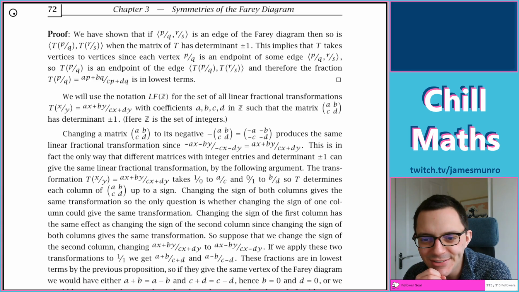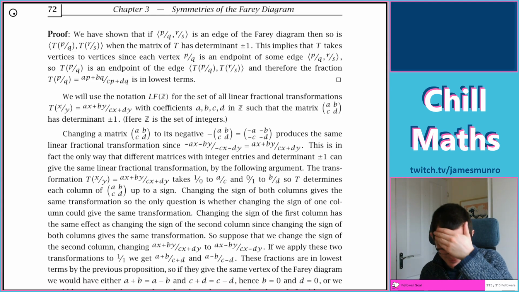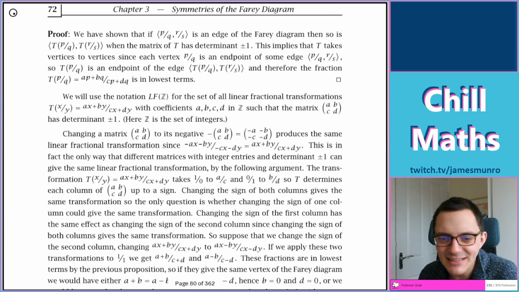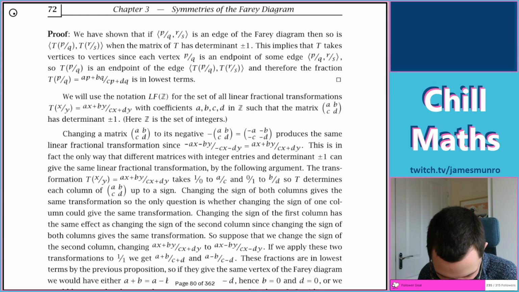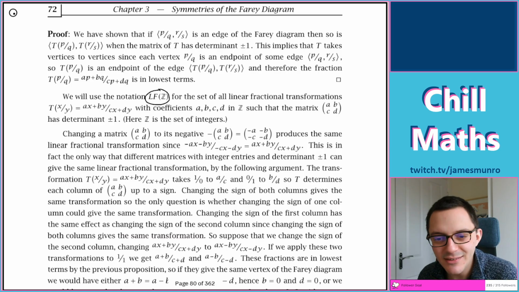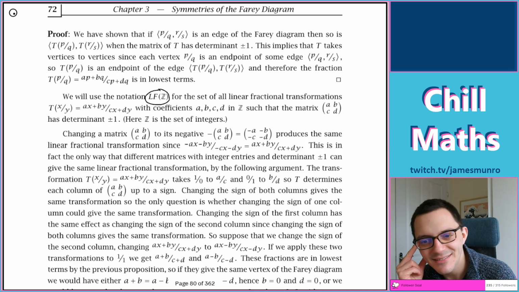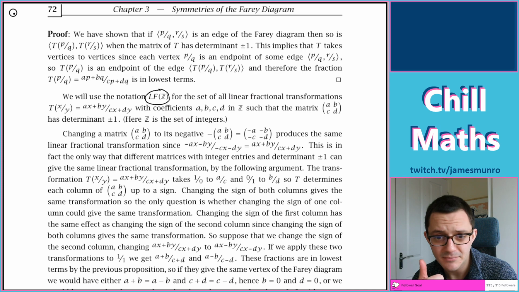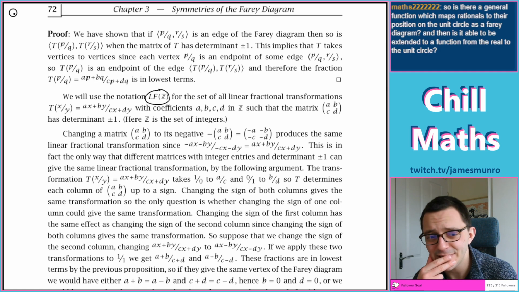We're going to use the notation LFZ. Are we? I don't like that. What are they? What are we calling them? Linear fractional transformations. We're going to call them LFZ. Don't love it. I guess that they're built of integers. They're linear. Yeah, fractions. They use integers. Yeah, fair enough. Okay.